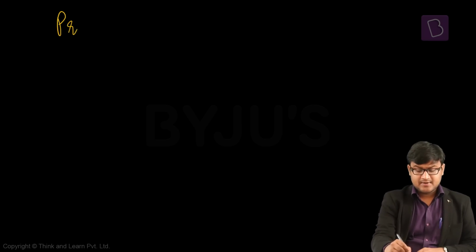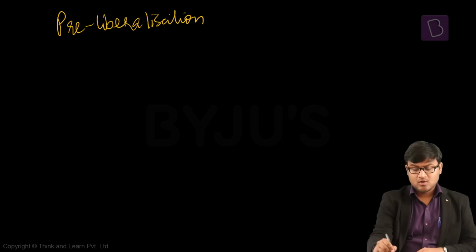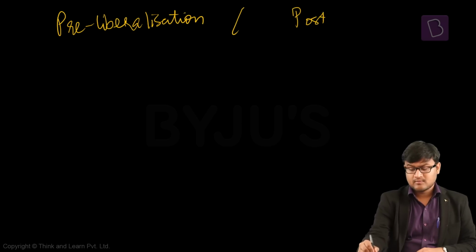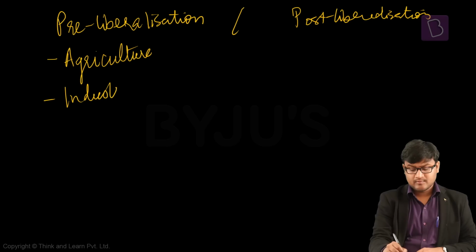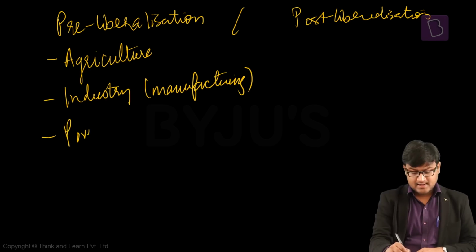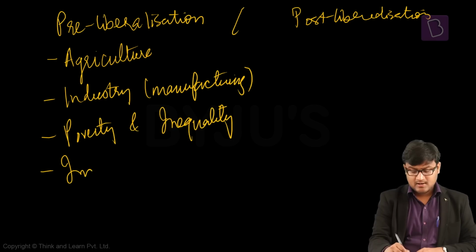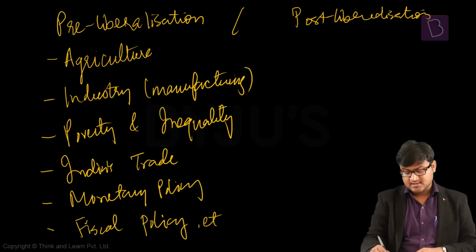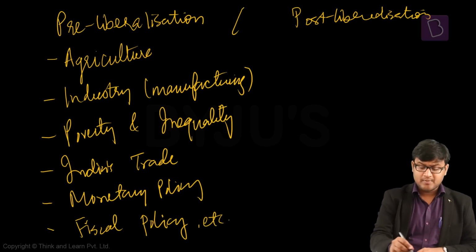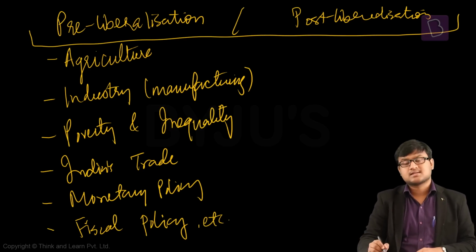Now in both of these periods, whether it is pre-liberalization or post-liberalization, you will see that topics are related to agriculture, industry, that is manufacturing, poverty and inequality, India's trade, monetary policy, fiscal policy, etc. These broad topics are covered for both of these phases.